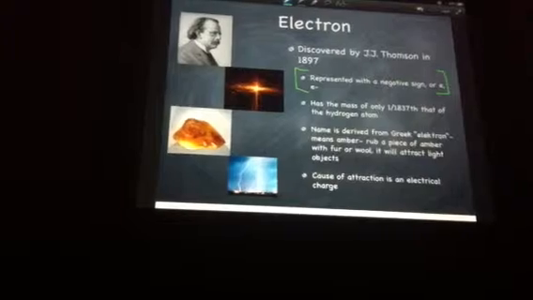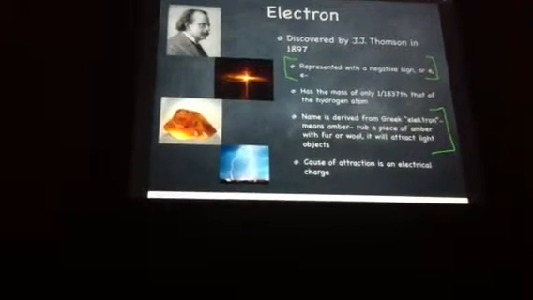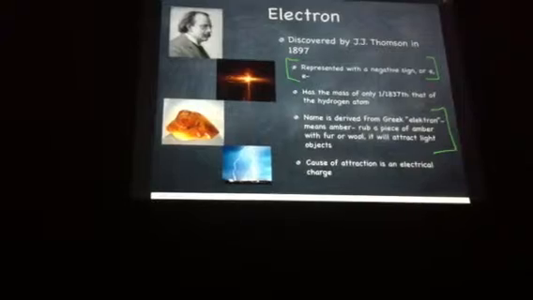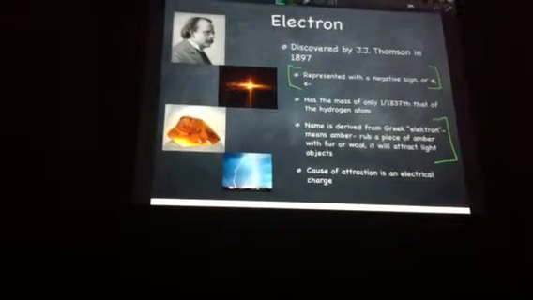The name is actually derived from the Greek word electron, which means amber. This whole idea came from rubbing a piece of amber with fur or wool. It attracted light objects. You've done this before when you've rubbed a balloon on your hair and stuck it to the wall, or maybe you took a comb and rubbed it through your hair and had a thin stream of water, and when you put the comb nearby, all of a sudden the water moved. The cause of attraction is electrical charge, and they were able to see that. I will have you look over his experiment and what he did and the cathode ray.